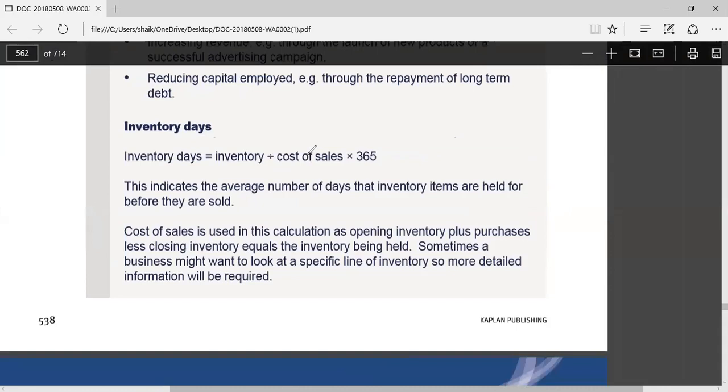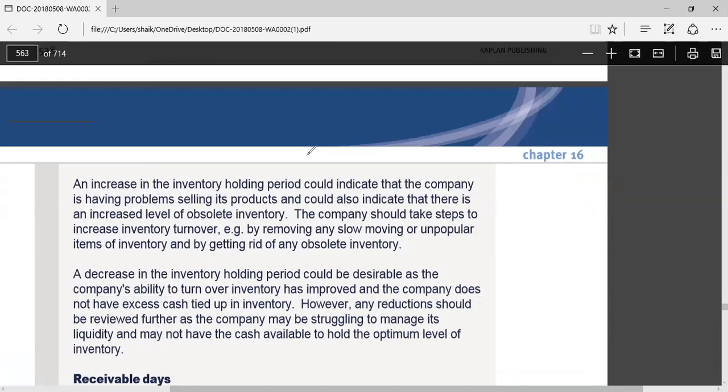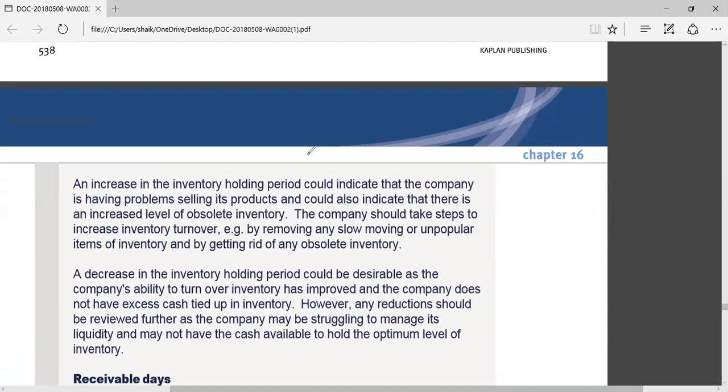So let's discuss this. Let's read this out. Then we'll get to know what he actually means by the word inventory. This indicates the average number of days that an inventory item is held before it is being sold. Cost of sales is used in this calculation as opening plus inventory. Sometimes a business might want to look at the specific line of inventory, so detailed information may be required. An increase in the inventory holding period.